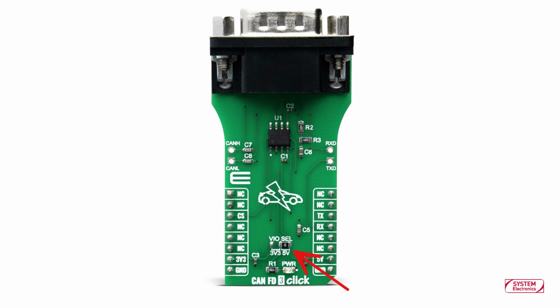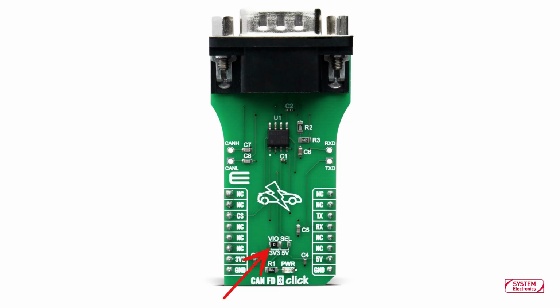First, make sure that the CAN FD 3 click is set to use 3.3 volts. To do this, you need to desolder the 0-ohm resistor from the CAN FD 3 click VIO cell 5 volts and solder it on 3V3 as shown here.